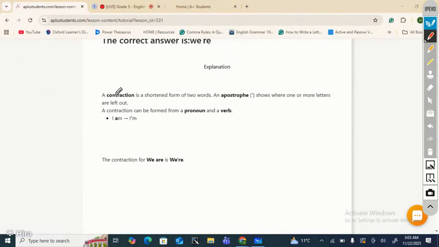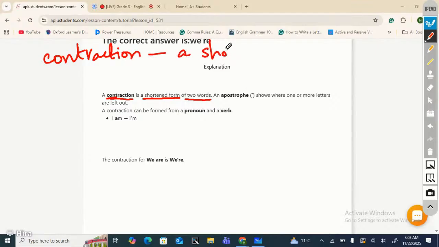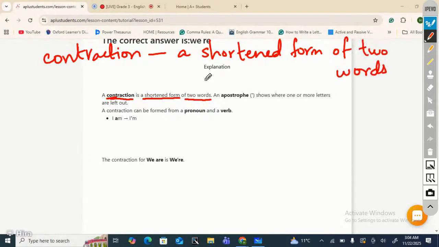Okay, so let's find out what is a contraction. A contraction is a shortened form of two words. What is a contraction? It is a shortened form of two words.